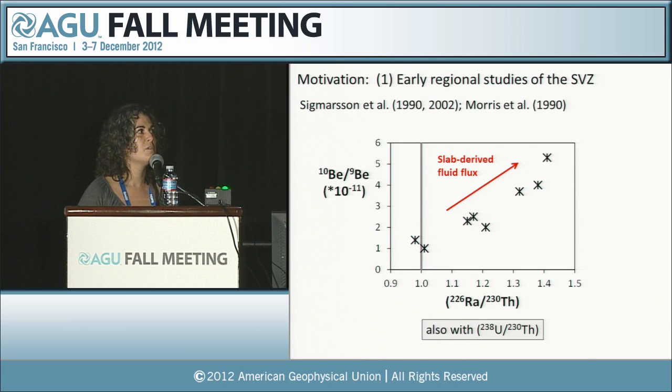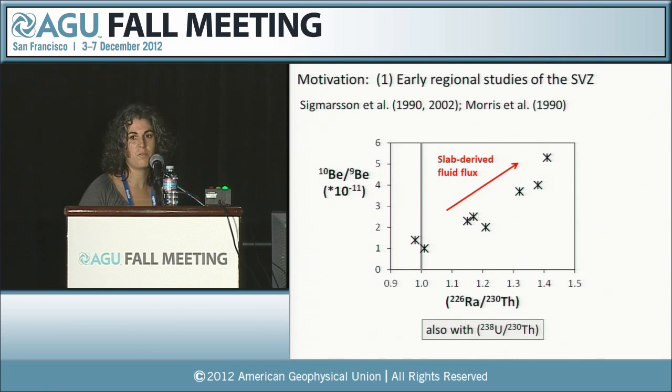The first are early regional studies of the southern volcanic zone using work by Sigmarsson and Morris. And they show that the whole arc can be related by mixing between a common mantle source, somewhere over here, and a subduction component up here, where the beryllium-10 would be coming from the sediment, and radium excesses and uranium excesses would be coming from the altered oceanic crust.